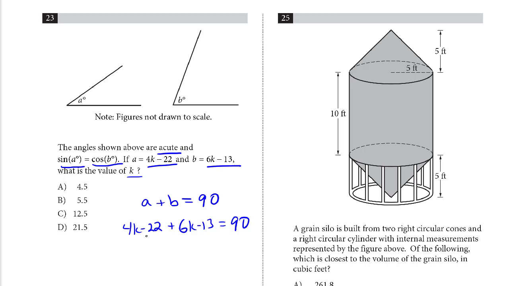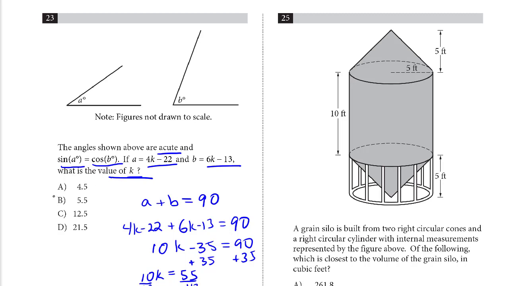So combine like terms. 4k plus 6k is 10k. Minus 22 minus 13 is minus 35 equals 90. Add 35 to both sides. Try and isolate our k. We get 10k equals 55. Divide through by 10 on both sides. And k equals 5.5.